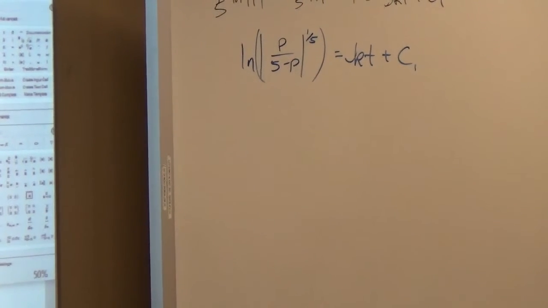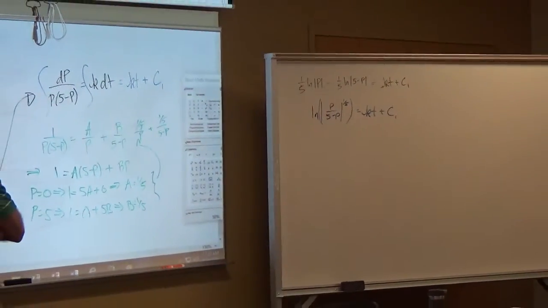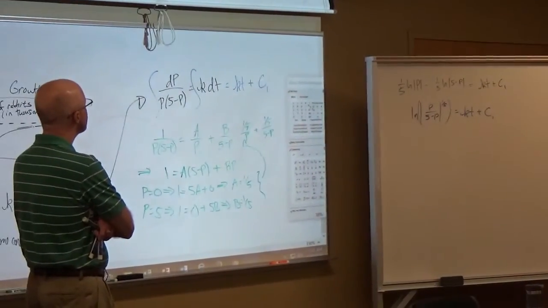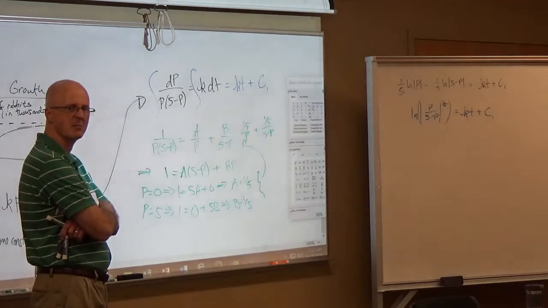I'm wondering if something's wrong, because usually you don't get the 1/5 power like that. Couldn't you just keep the 1/5 outside of the ln and do 1/5? You could, and maybe I should just multiply both sides by it instead. That would be simpler.